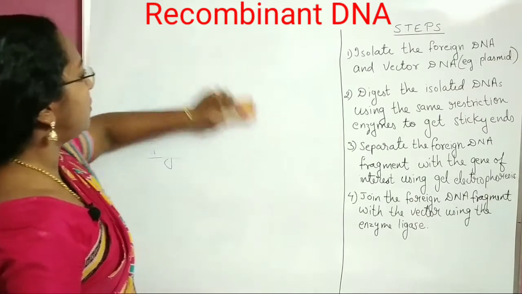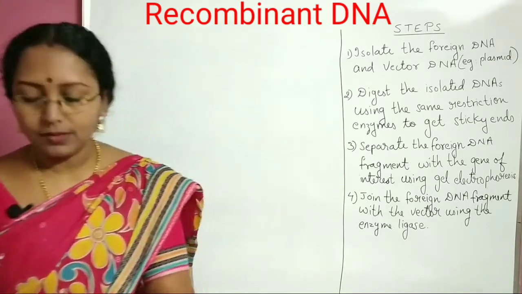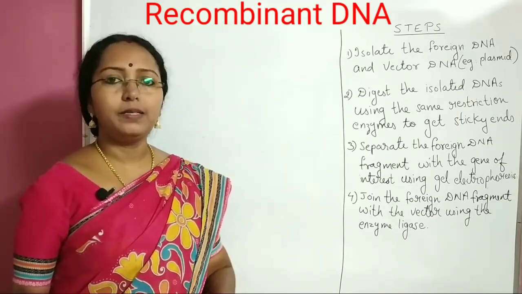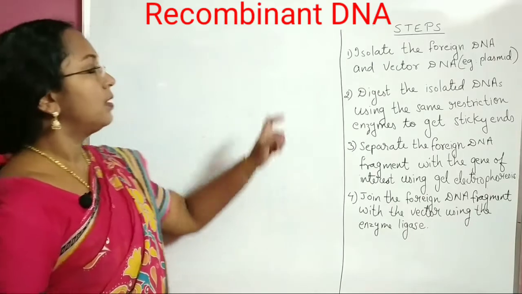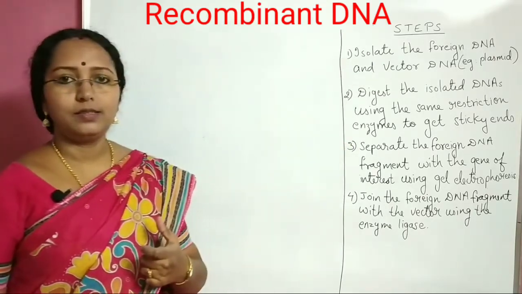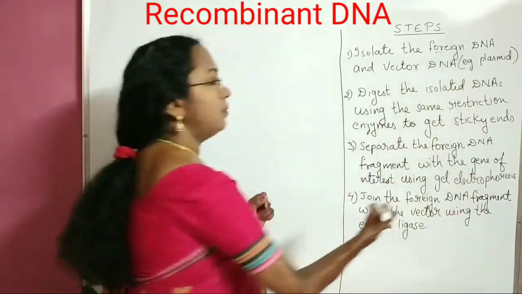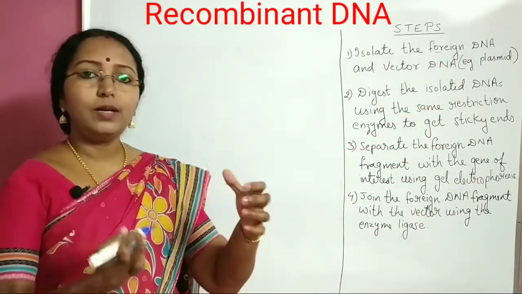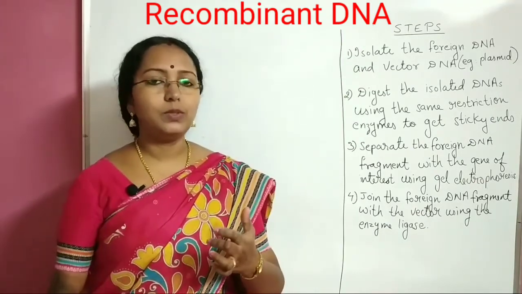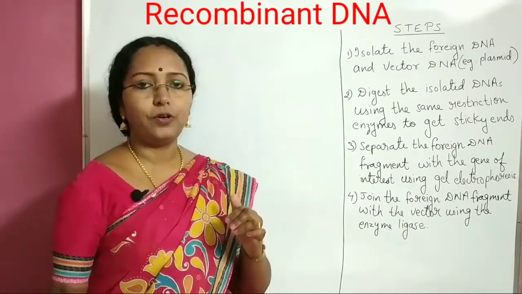Steps for the production of recombinant DNA. Here you will come across some new terms. Don't worry, all those things will be explained to you in detail. First step, isolate the foreign DNA. Now when I use this word foreign DNA, you know this is my gene of interest. So you're isolating it. How to isolate the DNA will be dealt with in a different session. So the first step is you isolate a foreign DNA.